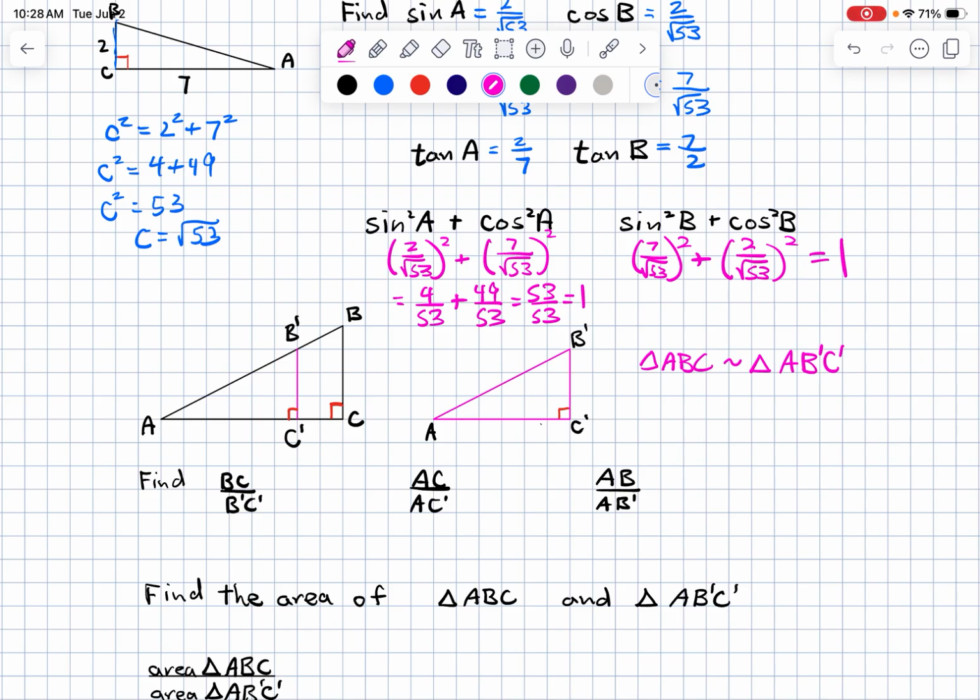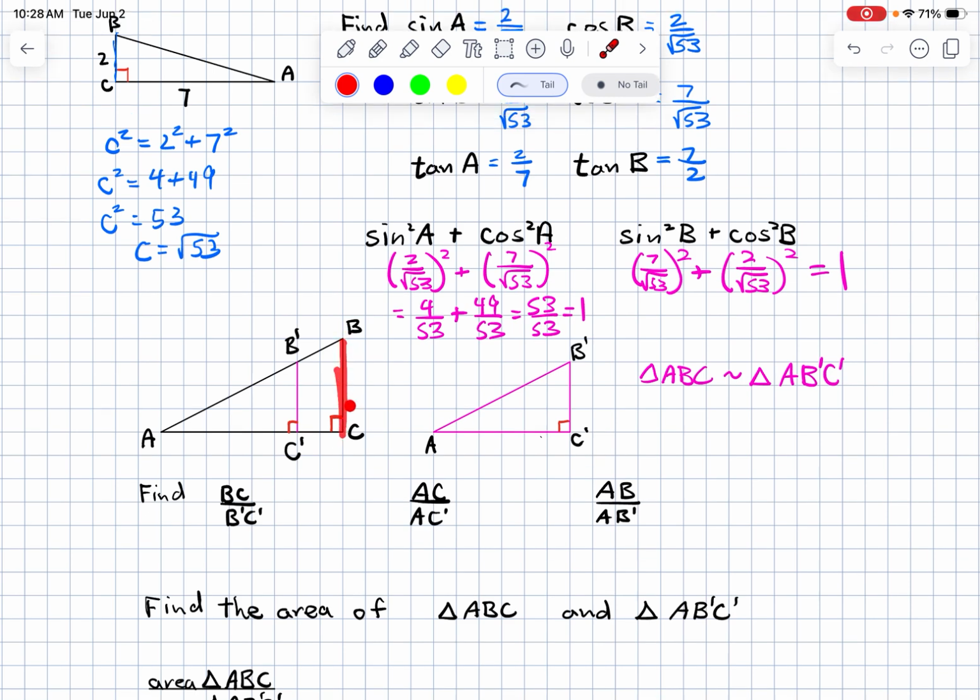So let's look at this. And I've got BC, this side right here is 1, 2, 3, 4. B prime C, let's look at that, 1, 2, 3. Okay, I get 4/3. Now, we're not dealing with trig right now. We're just looking at something interesting about similar triangles.